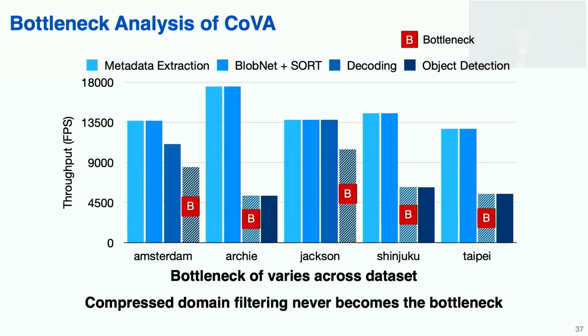Next, we analyze the bottleneck of our new Kova pipeline. The bottleneck is represented in a bar with the shades and the letter B. Note that in this experiment, the performance of each component cannot exceed its previous component, and that's why these bars with the same heights keep appearing. According to the result, the bottleneck of Kova differs across datasets, affected by the filtration rate that we just saw in the previous slide. And one more thing to note is that the compressed domain filtering introduced by Kova never becomes the bottleneck in any case, which proves that it was designed in a way to meet the throughput requirement.